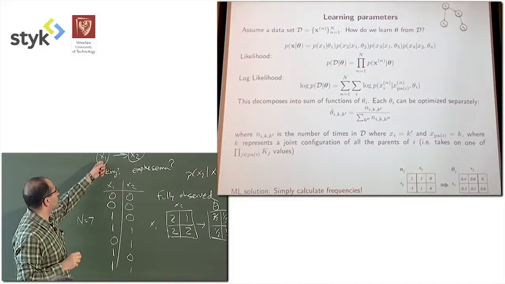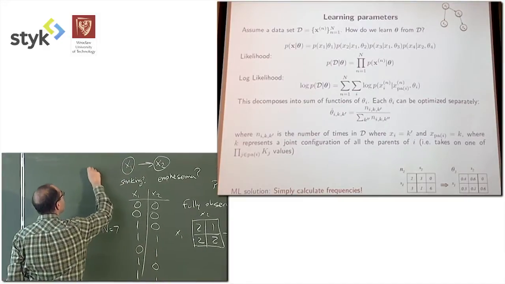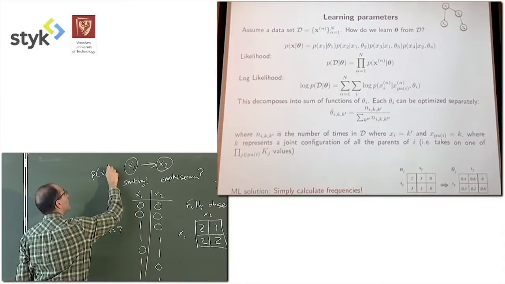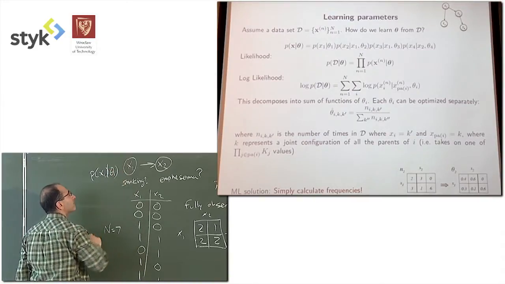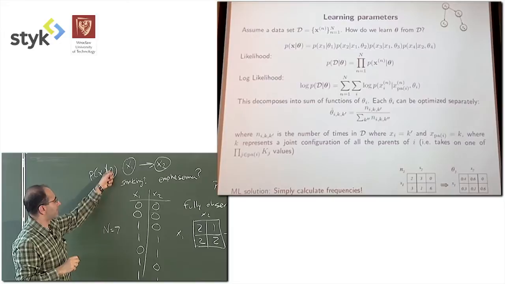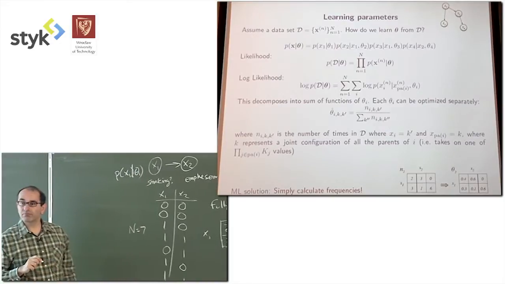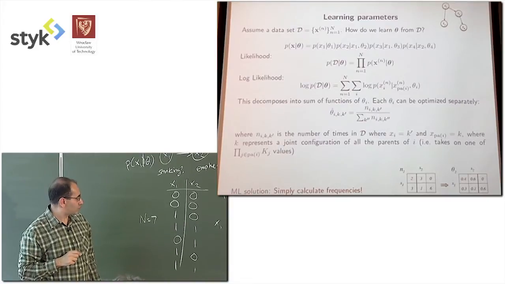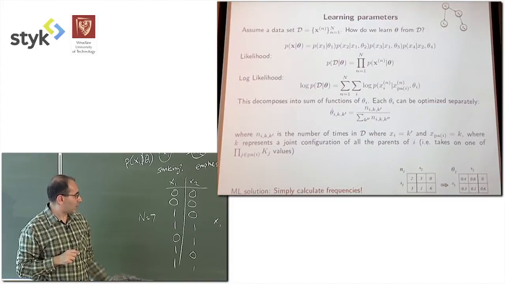What's our maximum likelihood parameter for this part? For theta 1? Anybody guess? 3/7 for normal, 4/7 for yes. Yep.